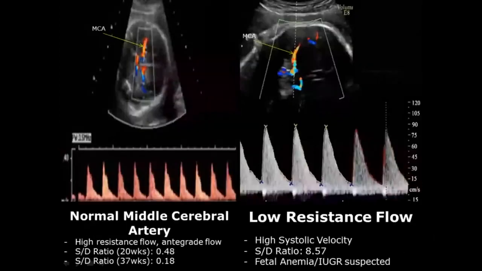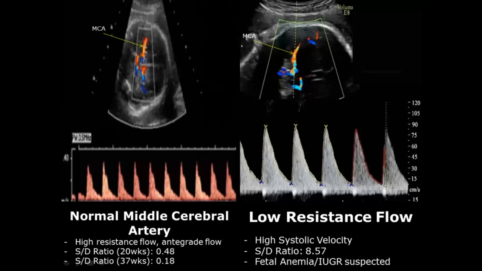A low resistance flow is abnormal. We will see high velocities. Here you can see the PSV is almost 80 centimeters per second, whereas in the normal case it is below 40 centimeters per second. And the SD ratio is very high, 8.57. This can be a sign of fetal growth restriction or anemia.